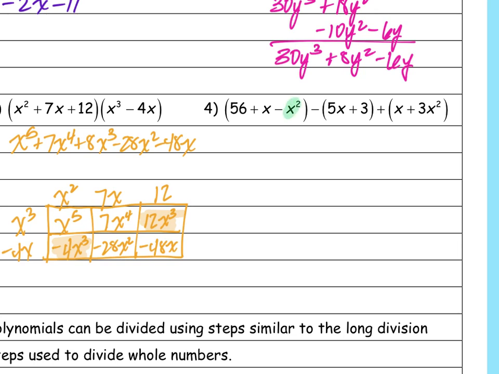So I've got x squared and x squared. I've got x and x and x. And then I've got a constant and a constant. So let's see. Negative x squared plus 3x squared is 2x squared. Plus x minus 5x gives me negative 4x. Plus x gives me negative 3x. And then 56 minus 3, plus 53.